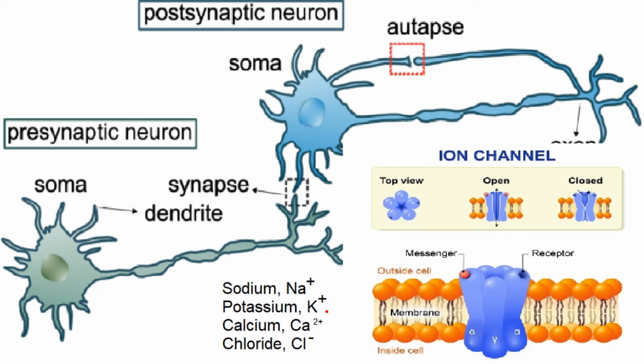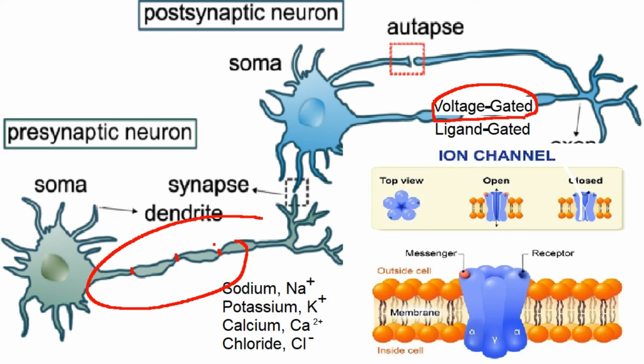Now, the first type of ion channel that we're going to talk about are voltage-gated ion channels. These channels are distributed throughout the neuron, including the axon, the soma, or the cell body, and the dendrites as well, but their density is different. The largest concentration of voltage-gated ion channels is at something called the axon hillock, which is the beginning, so to speak, of the axon.